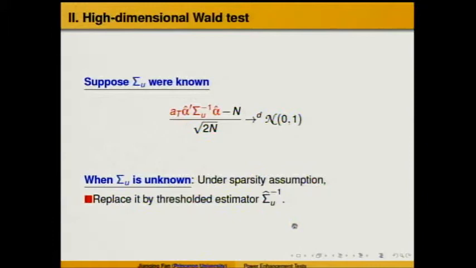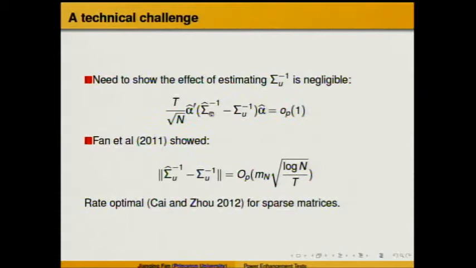So the issue is that we need to show that if you replace the precision matrix based on equal center errors by the thresholded precision matrix based on equal center errors, I need something like this to happen. And yet, we know that the optimal rate of convergence for the error of estimating the precision matrix is of this order here. Mn is the sparsity level, the number of non-zero off-diagonal elements in this precision matrix, n is the number of assets, and T is the sample size. So this is the estimation precision.